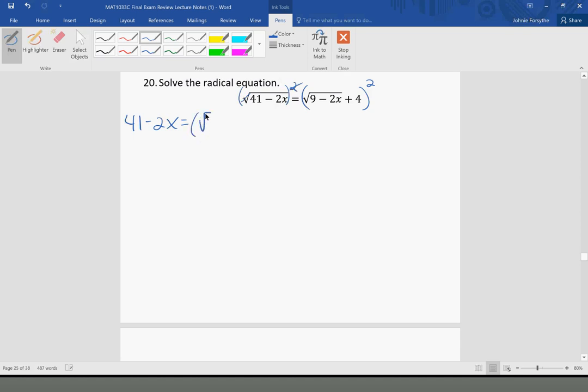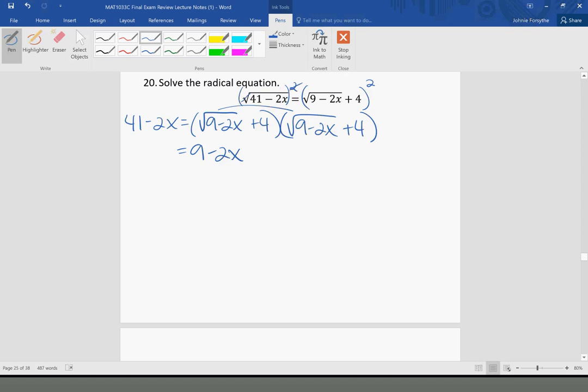We have the square root of 9 minus 2x plus 4 times another square root of 9 minus 2x plus 4. So we're going to FOIL that. First, root 9 minus 2x. The square root of something times the square root of that same something just leaves you with what's under the square root. So the square root of 9 minus 2x times the square root of 9 minus 2x is just going to leave you with 9 minus 2x.